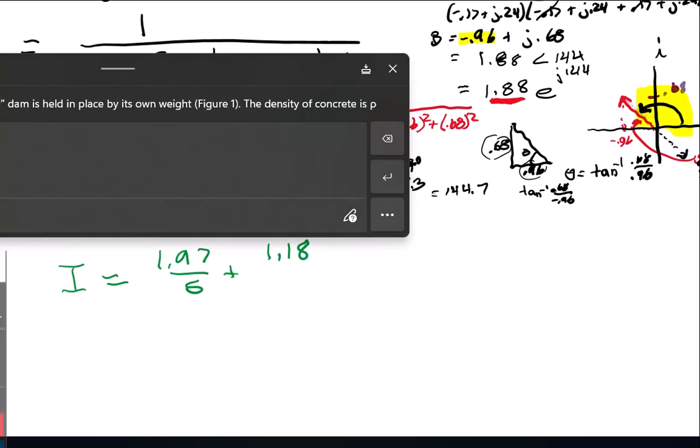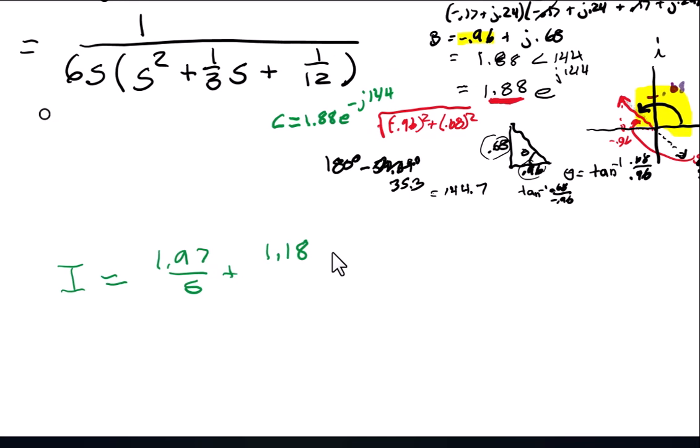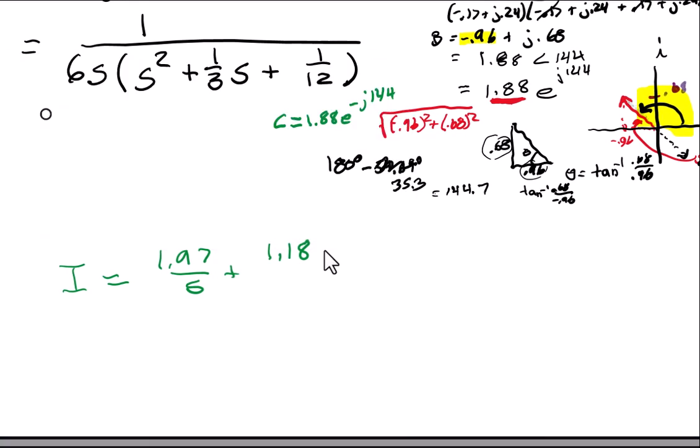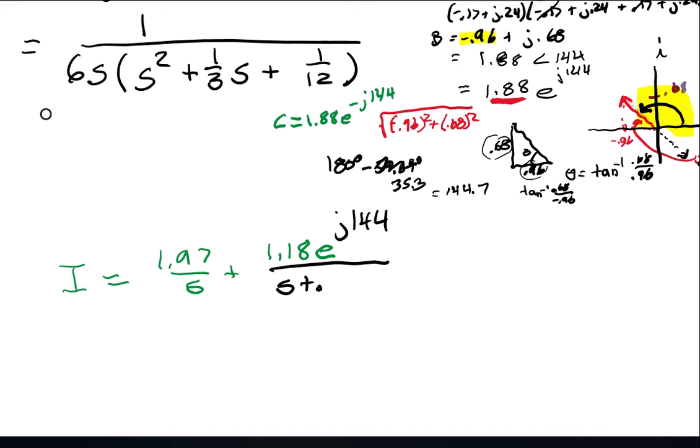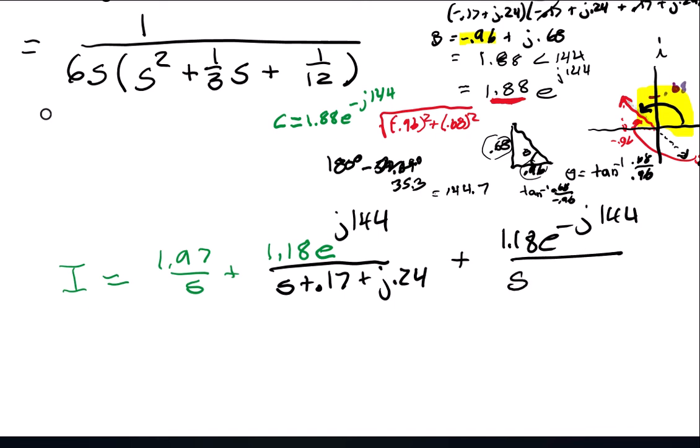plus 1.88 e to the j144 over s plus 0.17 plus j0.24, plus 1.88 e to the minus j144 over s plus 0.17 minus j0.24.